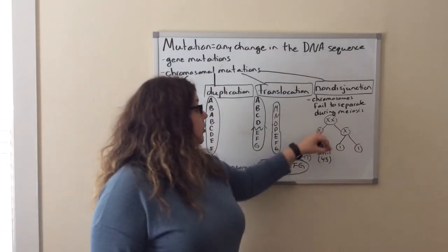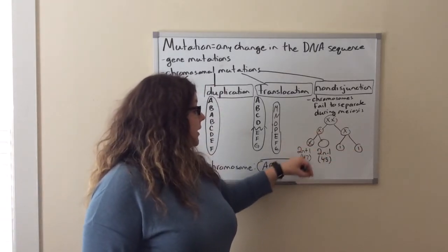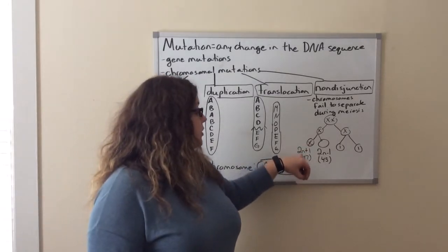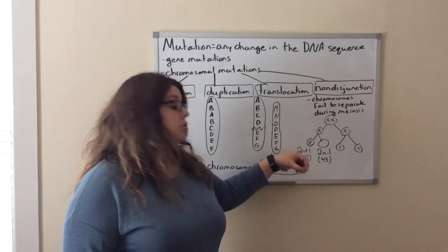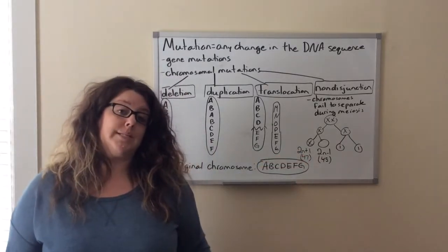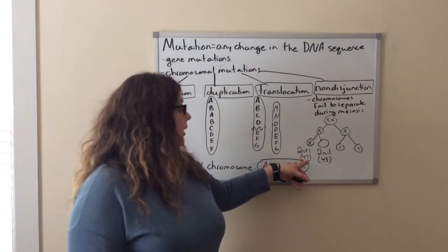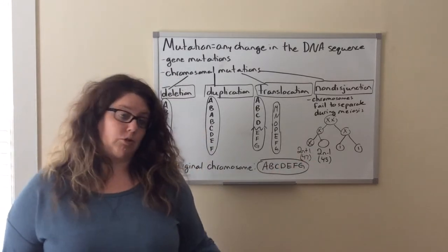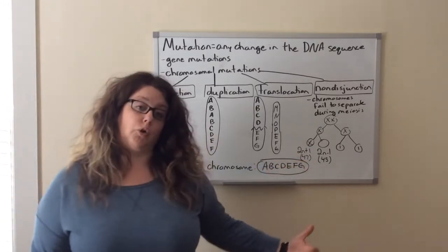Okay, here the chromosomes fail to separate, so you're going to get one extra chromosome here. So we say 2n plus 1. We know 2n in humans, diploid, is 46. Here you're going to end up with one more, so you're going to be 47. An example of this is Down syndrome, where you're going to have one more chromosome.